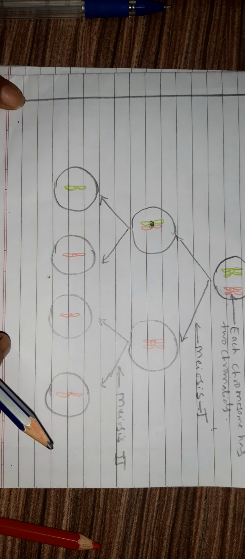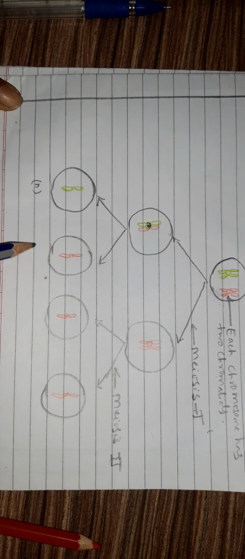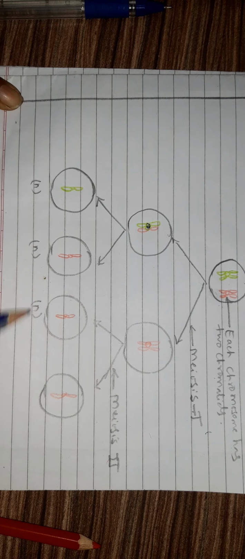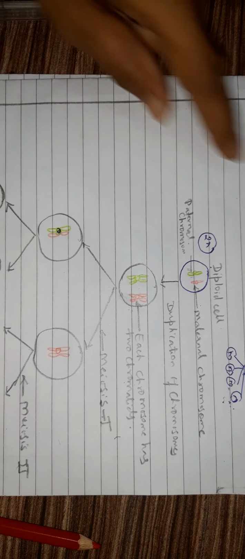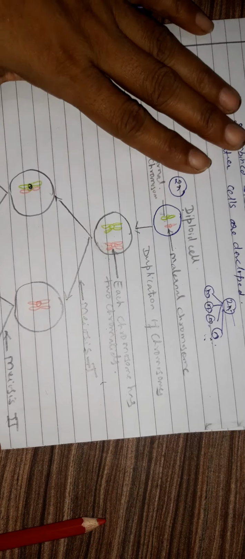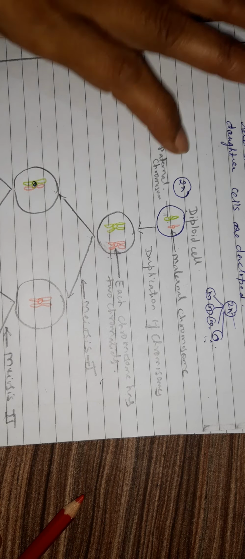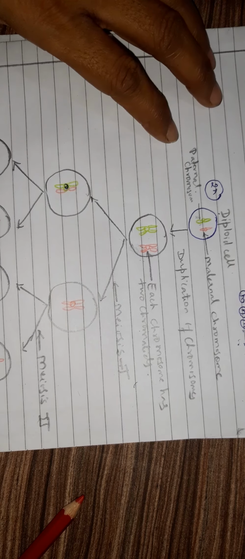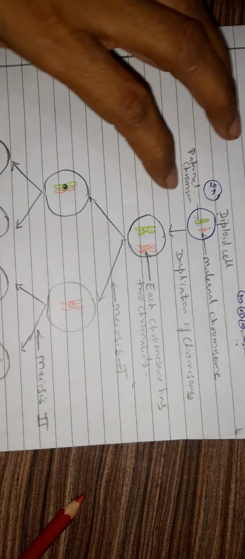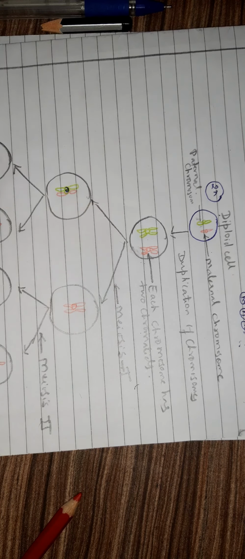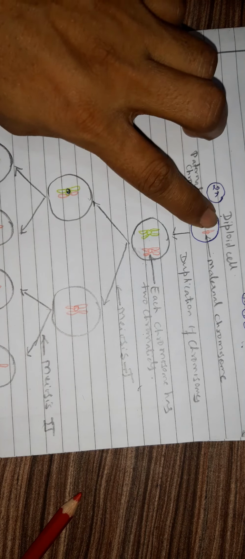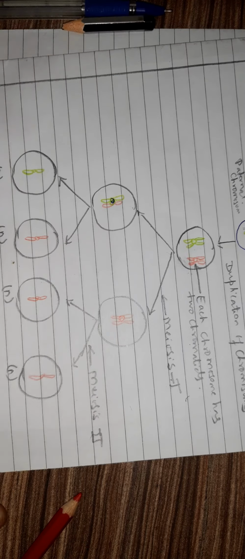So n number of chromosomes. This is meiosis. What happens in meiosis? Meiosis first and meiosis second, that is given in this figure. This is not included in your syllabus, but to understand meiosis I have explained how meiosis 1 and meiosis 2 occur, and the diploid cell gives us 4 haploid gametes.